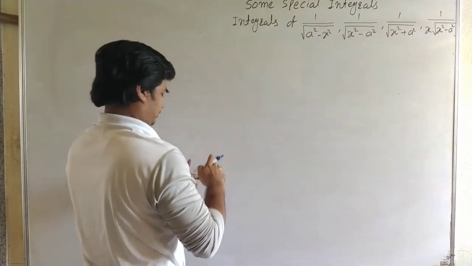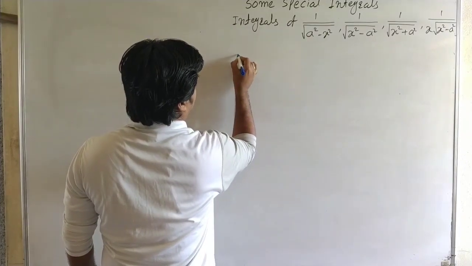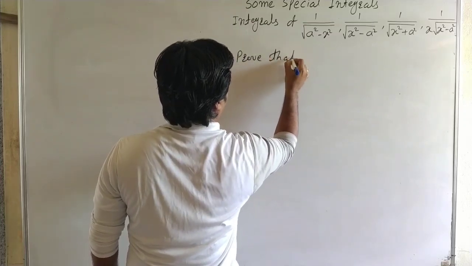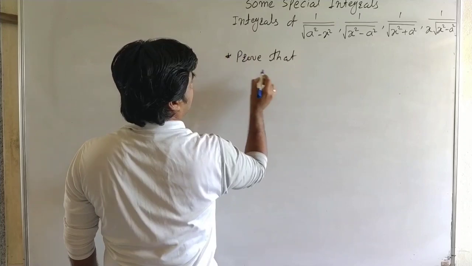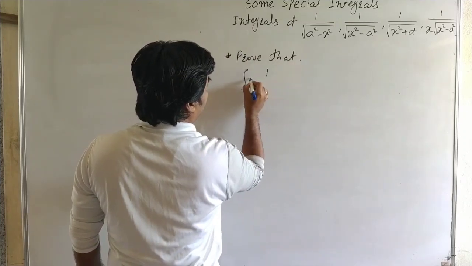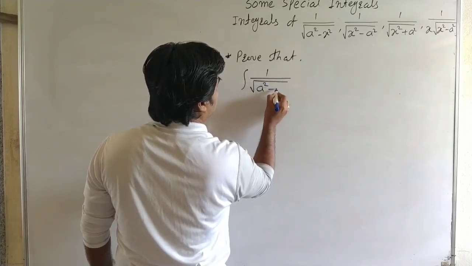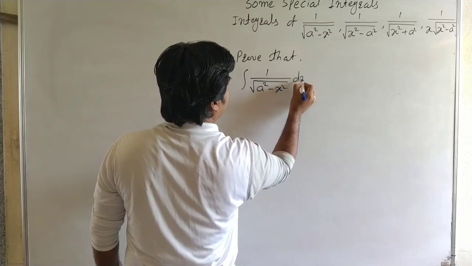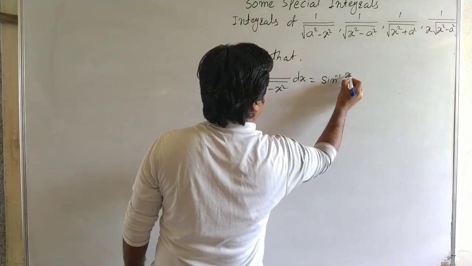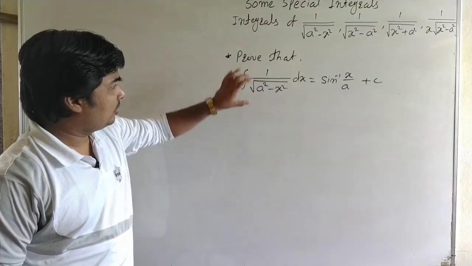Now first we find this integral. Prove that the integral of 1 upon under root a square minus x square dx is equal to sin inverse x by a plus c. It is the integral of this function, okay. We can prove this, okay.